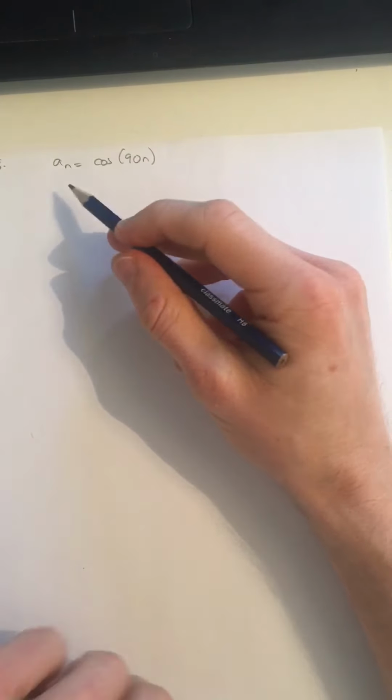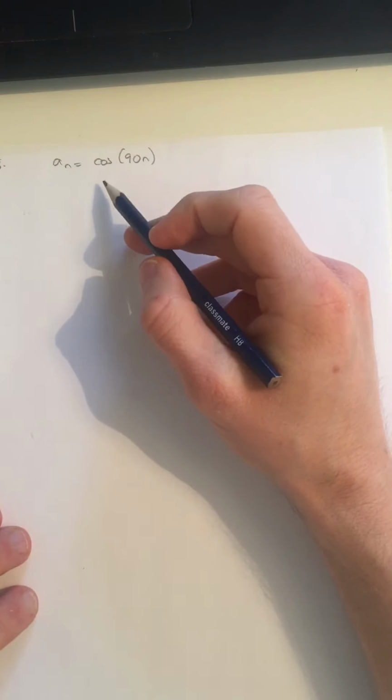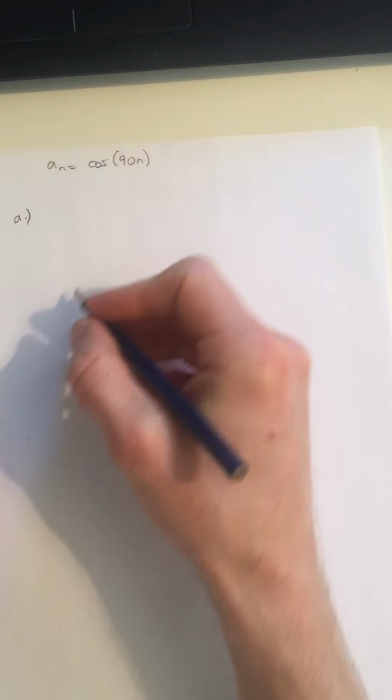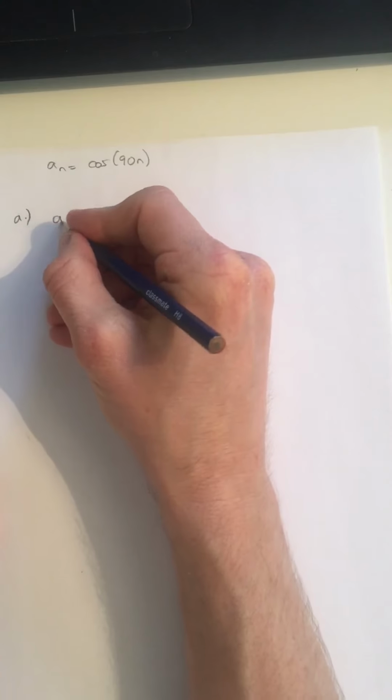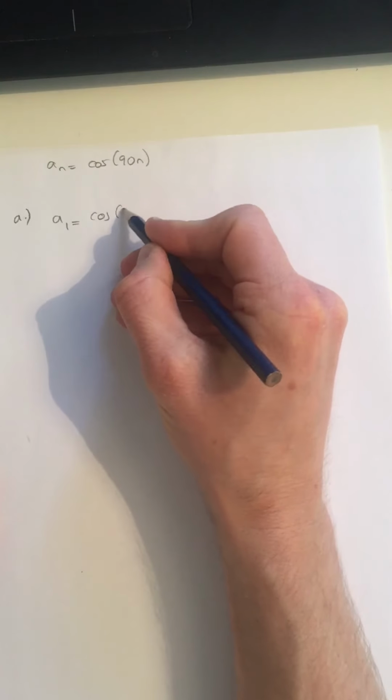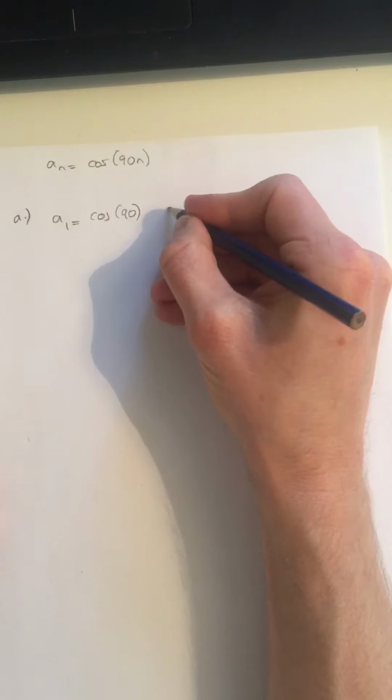A sequence has got nth term given by cos of 90 times n. We need to find the order of this sequence. So let's just write down the first few terms of this sequence. So A1 would be cos of 90 times 1, so cos of 90, which we know is 0.